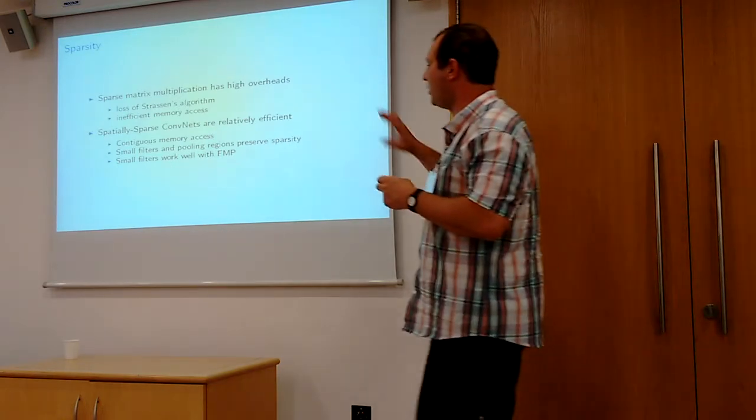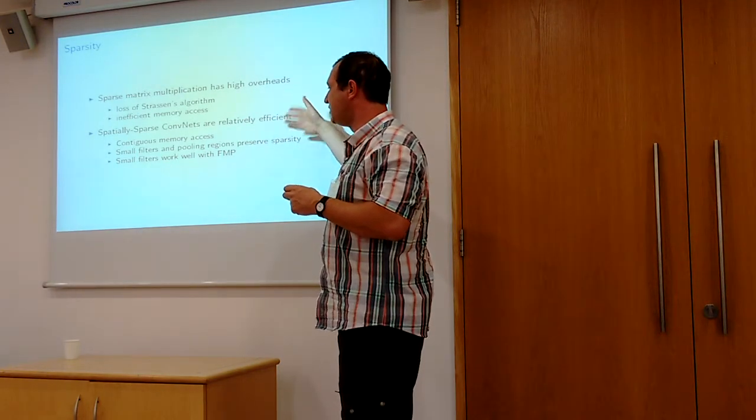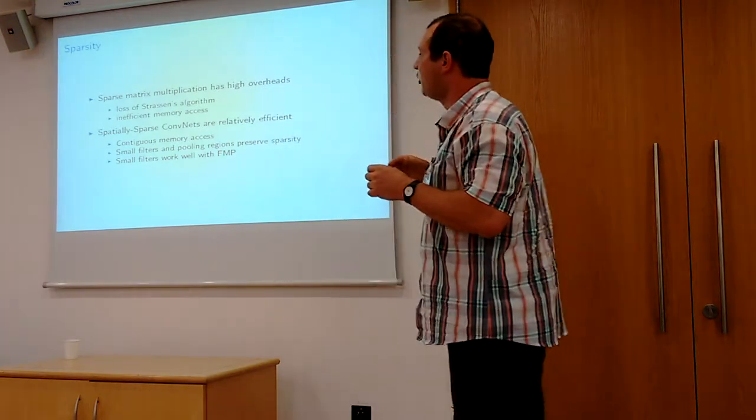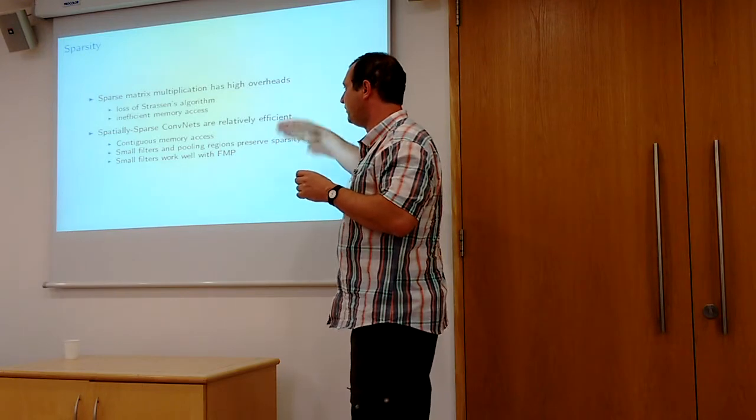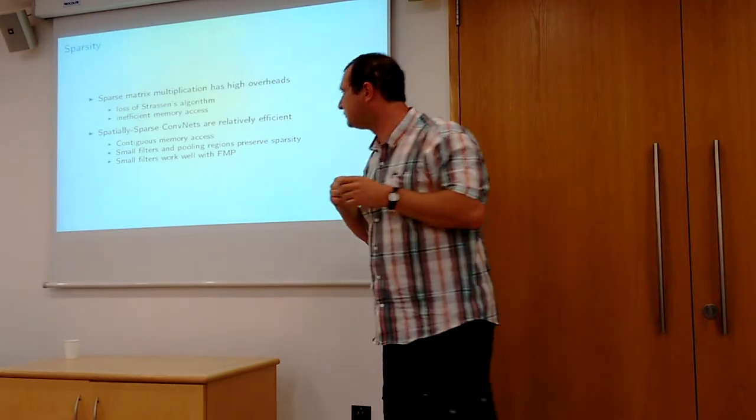So you might want to design the network to take into account how sparsity changes as you go through a network. Small filters tend to work well, or you can slightly change the rules for how information propagates through the network.